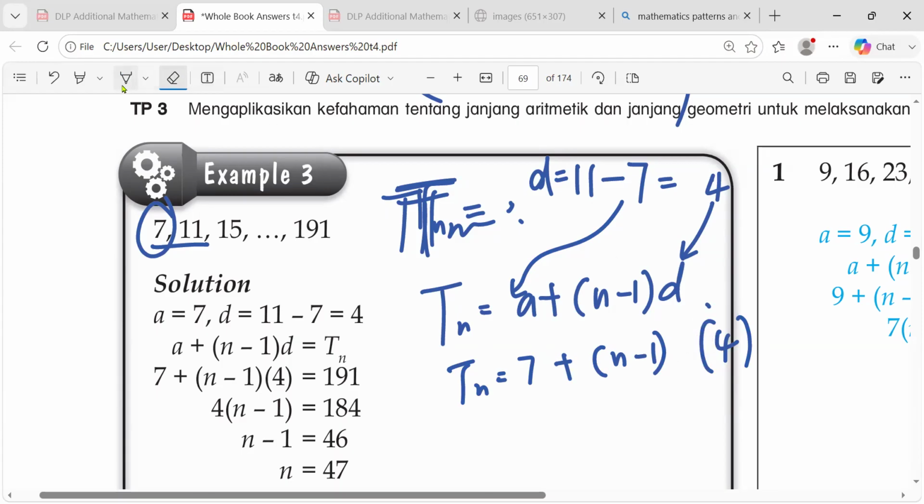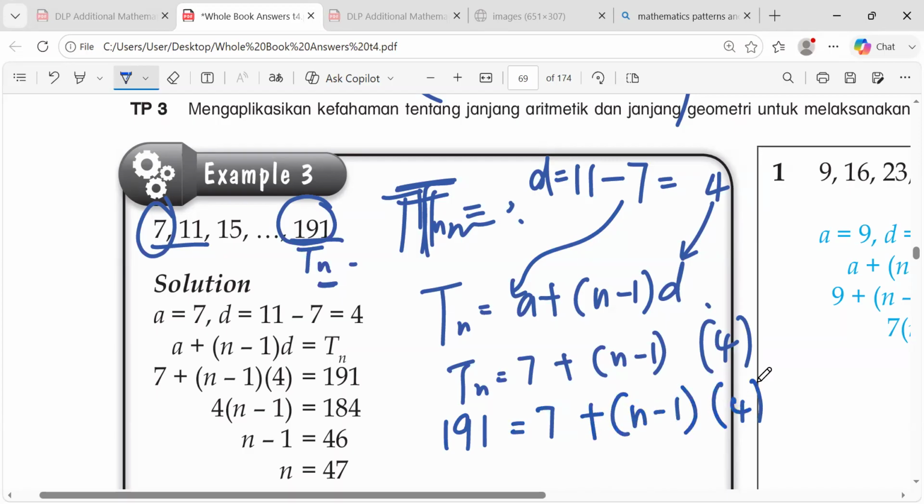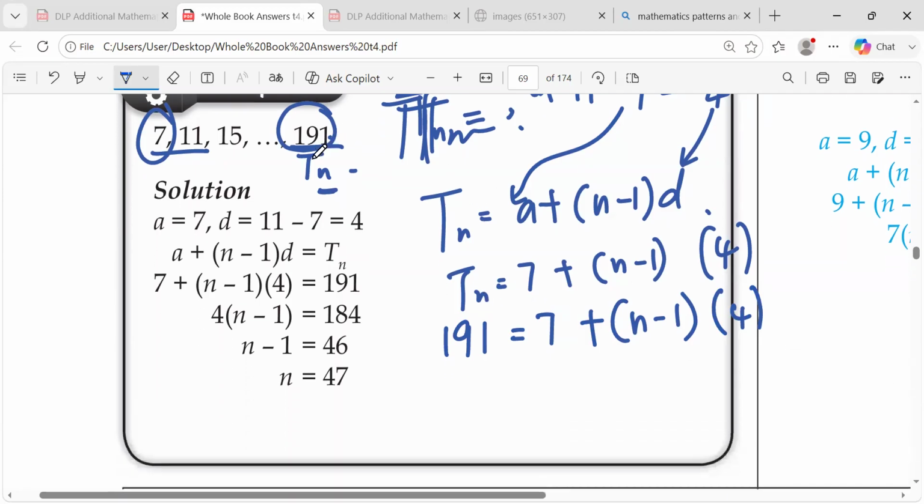I get the initial formula. Okay, so this is the nth term, sebutan yang ke n. So now I need to find out what is the number of terms. Okay, so this is the last one. So I just substitute 191, equal to 7 plus. So I can find out the n term. Okay, this is the last term. So I need to find out the n.